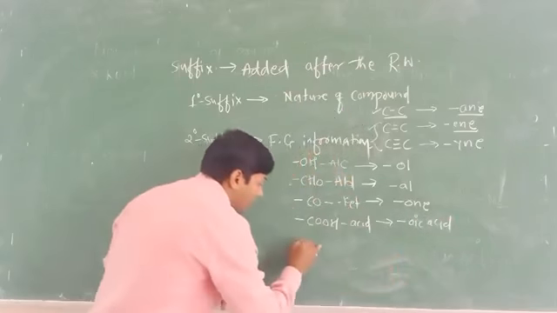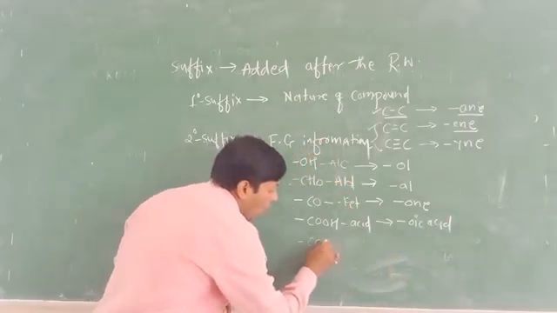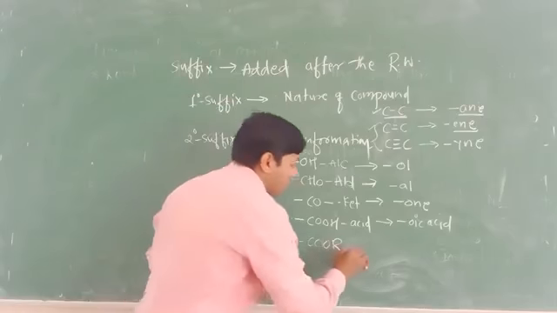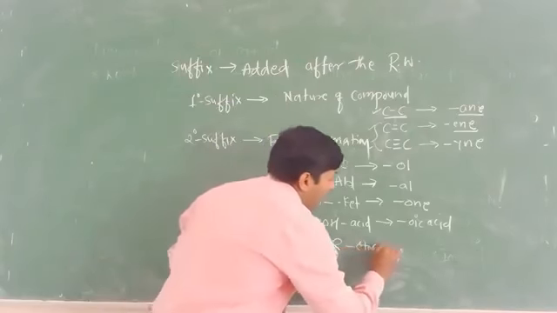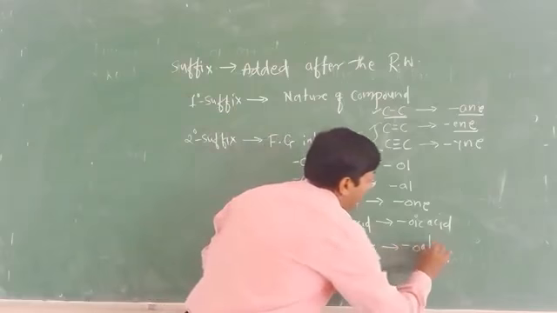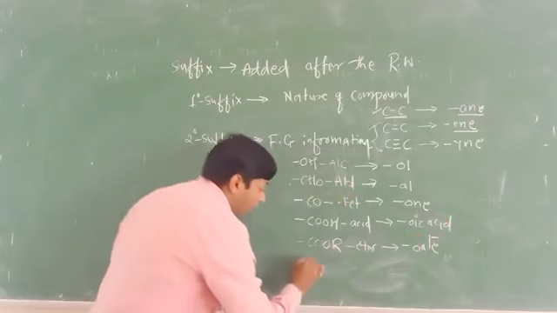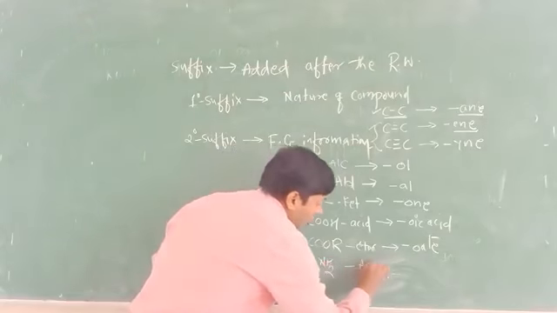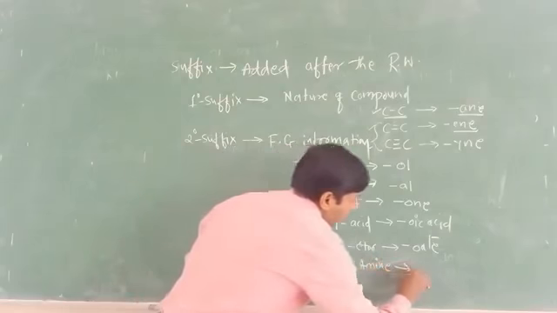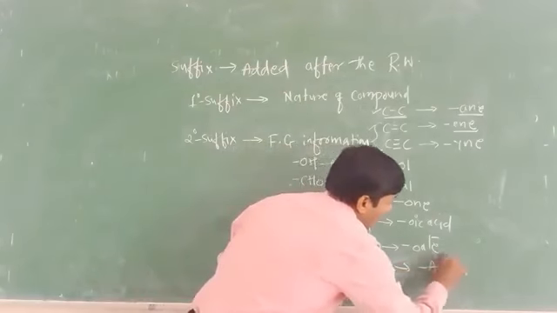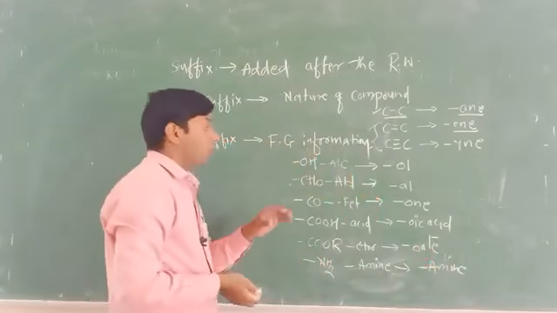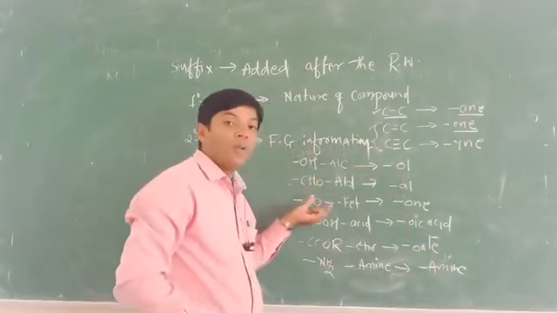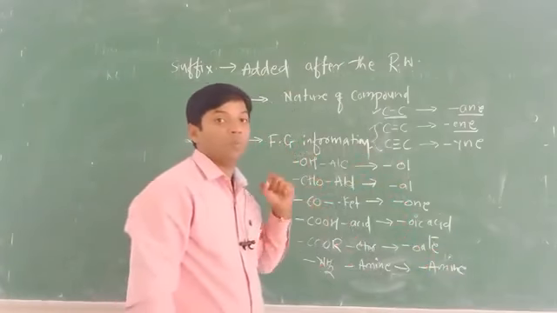If the compound has the ester group, COOR, where R may be an alkyl group or an aryl group, this is the ester group. The name always ends with -oate. If the compound has an NH2 group, that is the amine functional group, the name always ends with -amine. So likewise, you can write the secondary suffix depending upon the presence of the functional group.